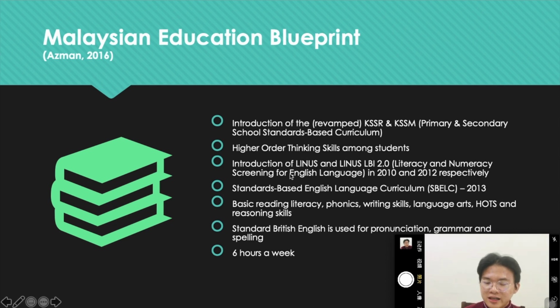In 2013, the standards-based English language curriculum was introduced. It gives emphasis to 6 skills, namely basic reading literacy, phonics, writing skills, language arts, HOTS, and reasoning skills. Standard British English is used for pronunciation, grammar, and spelling. It is urged that schools should have 6 hours of English classes per week.